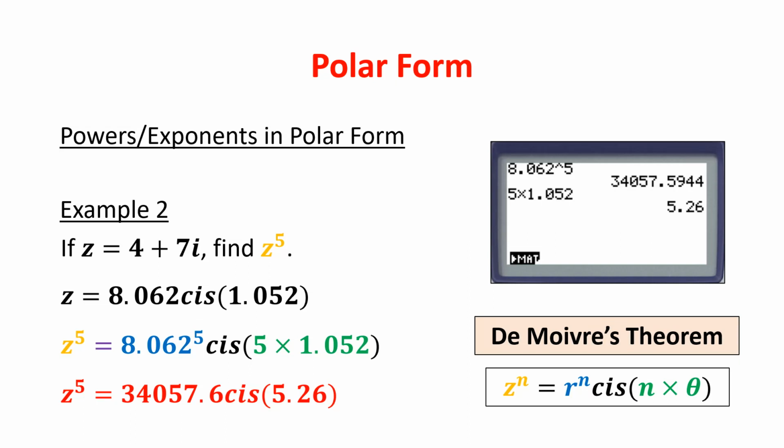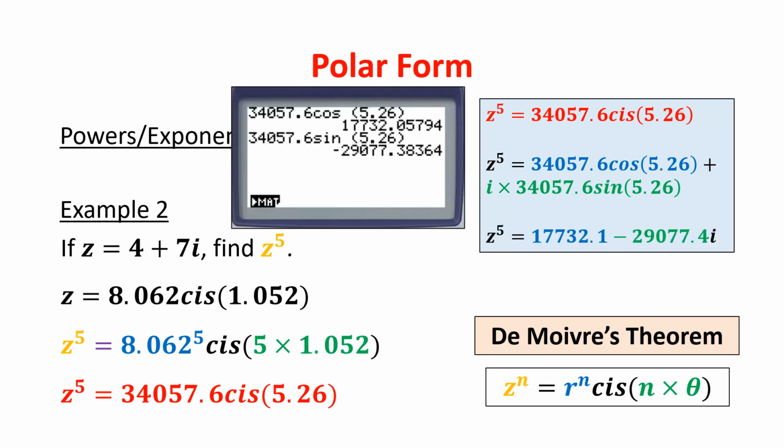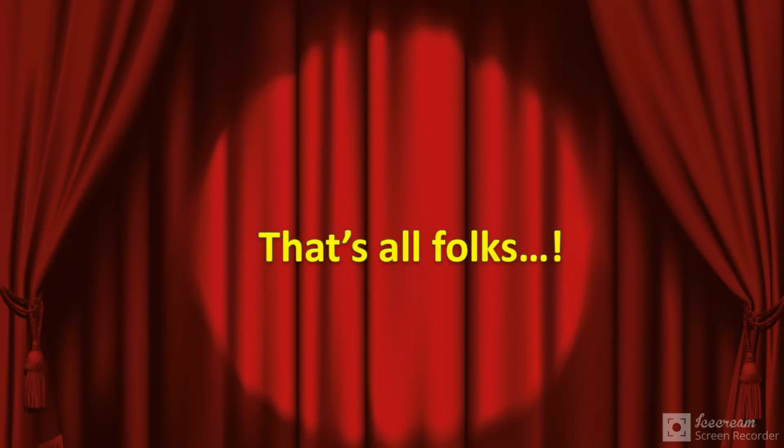But remember, this is in polar form. It's okay if you leave the answer in polar form because you don't need to change it. That's fine. But if you do need to change it back into rectangular form, let's quickly remind you how to do that. It's 34,057.6 cosine of 5.26 plus i times 34,057.6 times sine of 5.26. And don't forget, because I'm working in radians, flick your calculator across to radians, and I get 17,732.1 is my real part, and minus 29,077.4 imaginary part. Awesome. Thanks for watching.